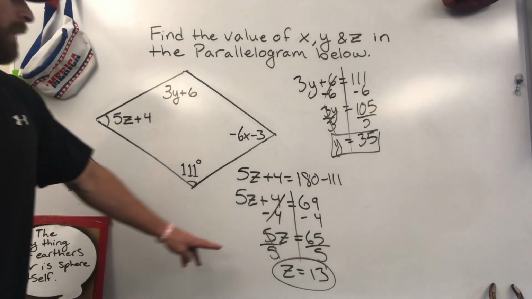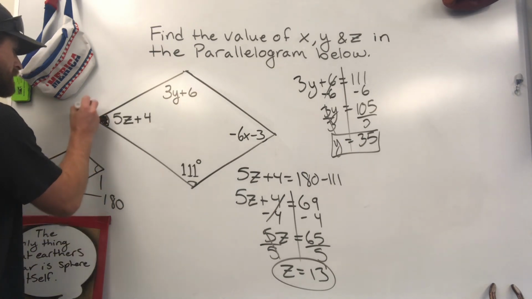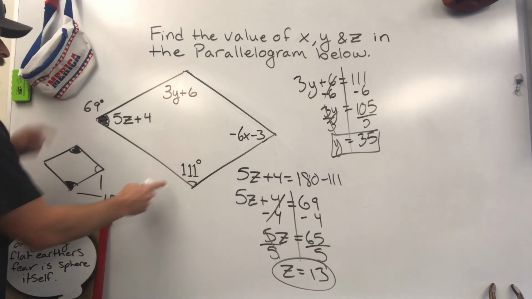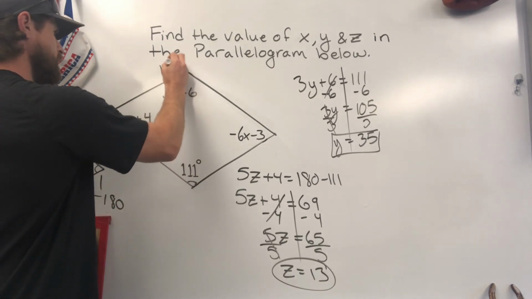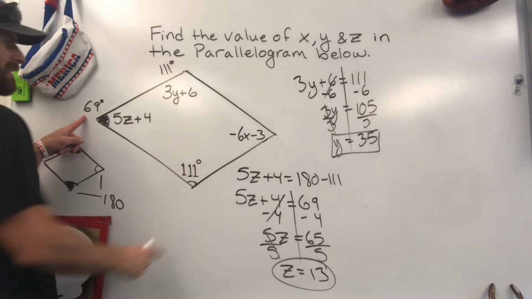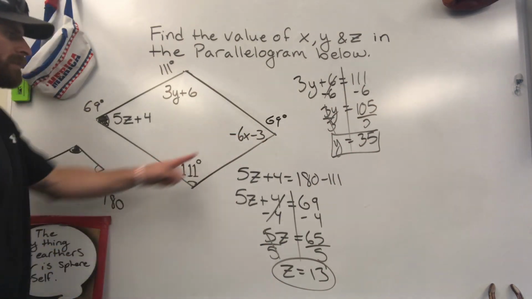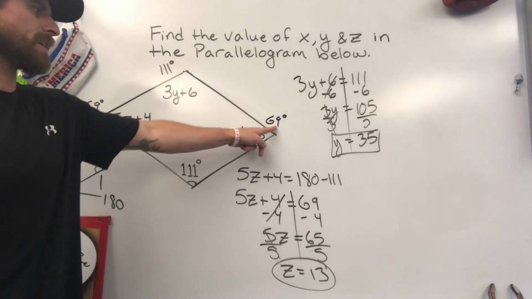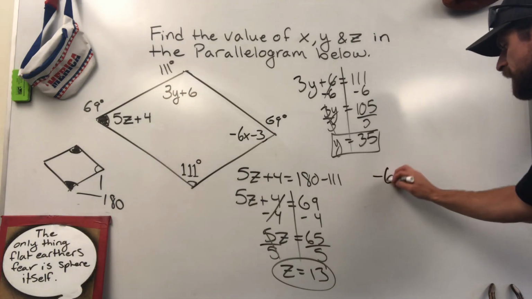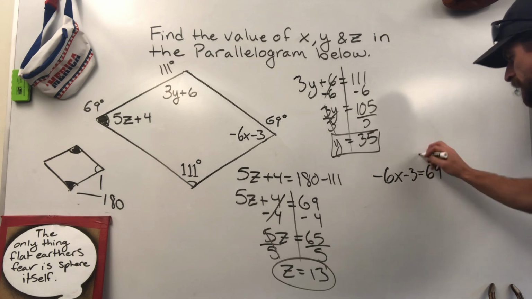Okay. And last but not least, because we already know that this angle here has to be 69 degrees, because 69 plus 111 makes 180. This is already 111 degrees, which helped us to find what the value of y is. If that's 69 degrees, this is 69 degrees. So I can just set up an equation right now saying negative 6x minus 3 equals 69. I'll do that over here in this empty space that I got. Negative 6x minus 3 equals 69.